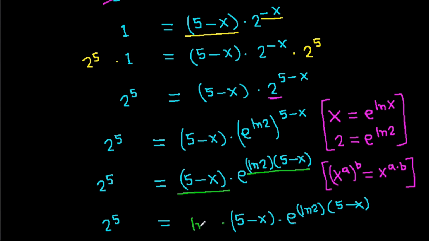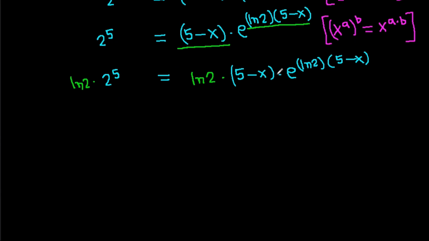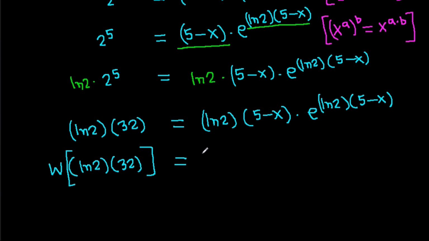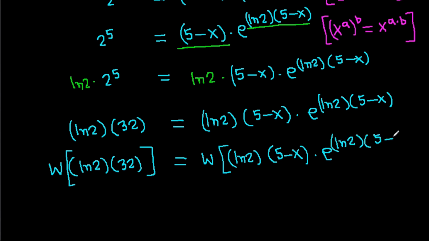So if we multiply by ln 2 both sides, then ln 2 times 2^5, which is 32, is equal to ln 2 times (5 minus x) times e^(ln 2 times (5 minus x)), and if we take the Lambert W function on both sides, then W of ln 2 times 32 will be equal to W of ln 2 times (5 minus x) times e^(ln 2 times (5 minus x)).